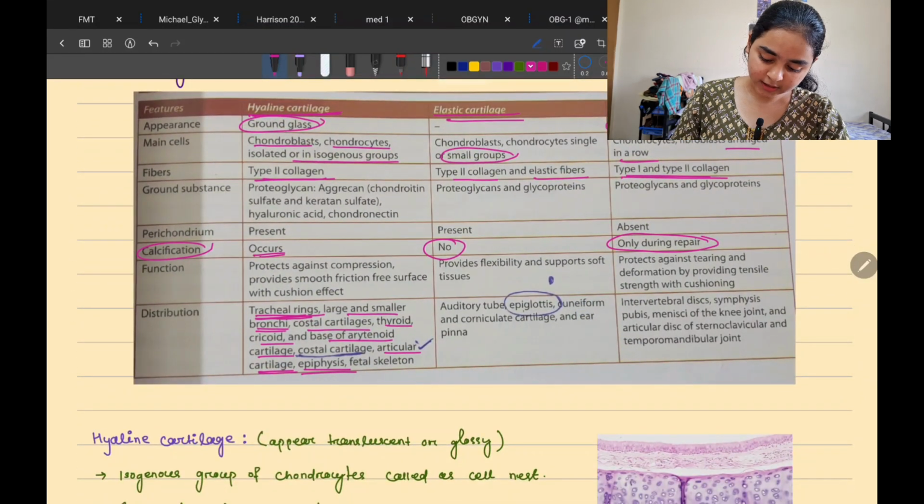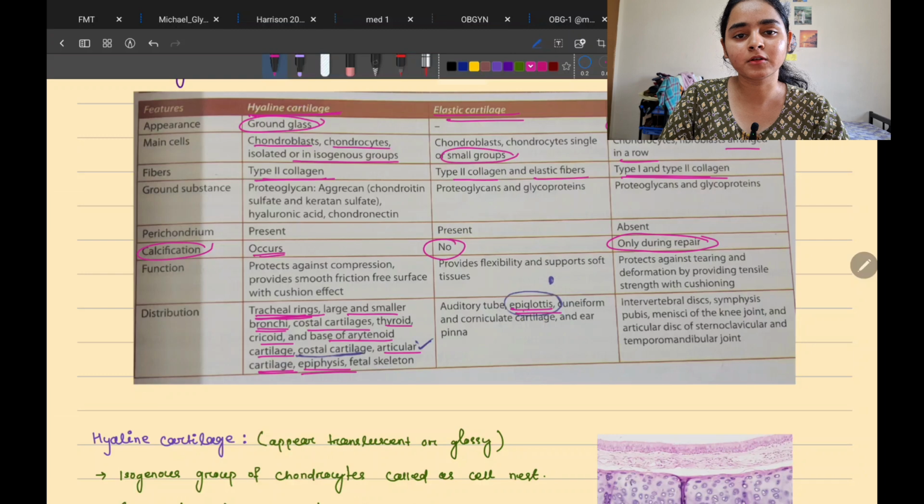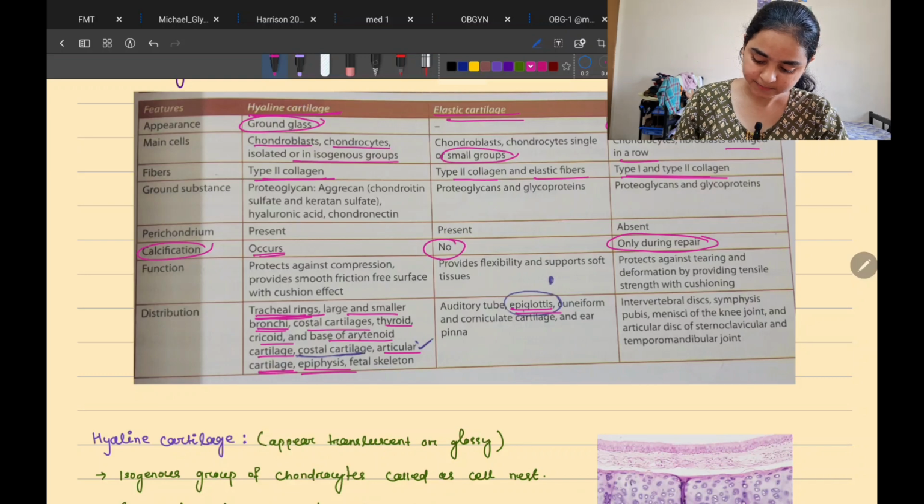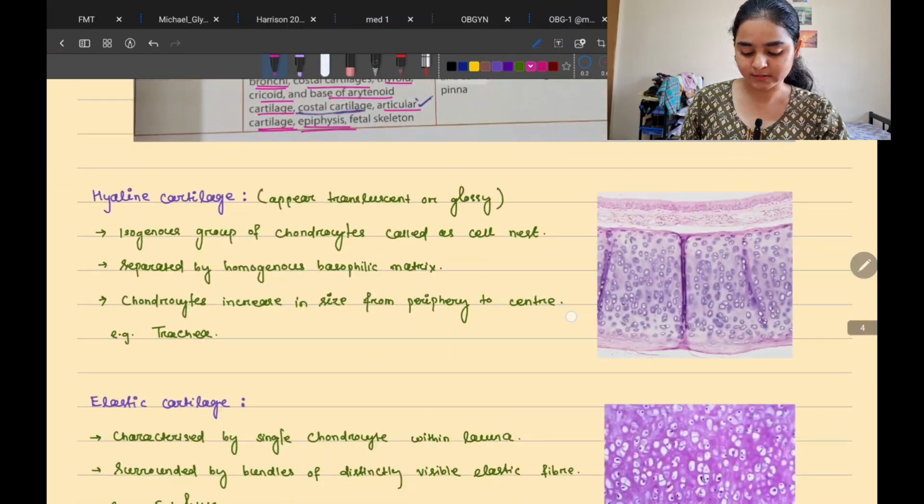Like that, in elastic cartilage you can remember epiglottis. There is confusion between trachea and epiglottis, about which one is elastic and which one is hyaline cartilage. So to remember, it is easy: elastic cartilage starts with E and epiglottis also starts from E. So epiglottis is elastic cartilage. And fibrocartilage is present in the intervertebral disc, symphysis pubis, like this.